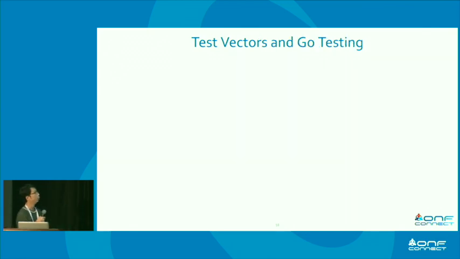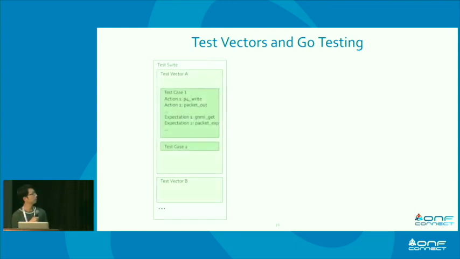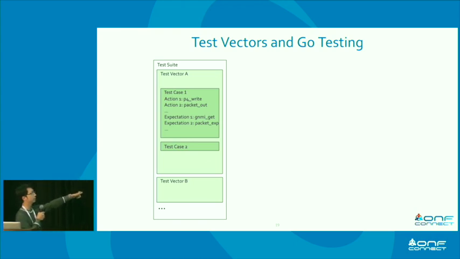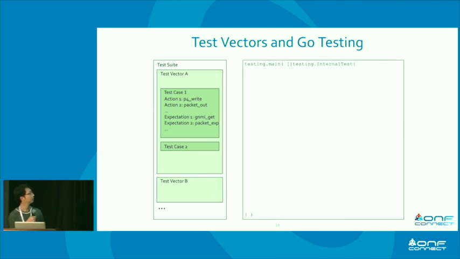Okay, so we mentioned that we use the Go testing framework. So how do we map test vectors to Go tests? According to the definition of test vectors, test cases are the smallest testing unit, and one or more test cases compose a test vector. And here we also combine multiple test vectors into a test suite. So basically it's a three-level hierarchy here. The good thing is Go testing also uses a similar way to organize the tests.